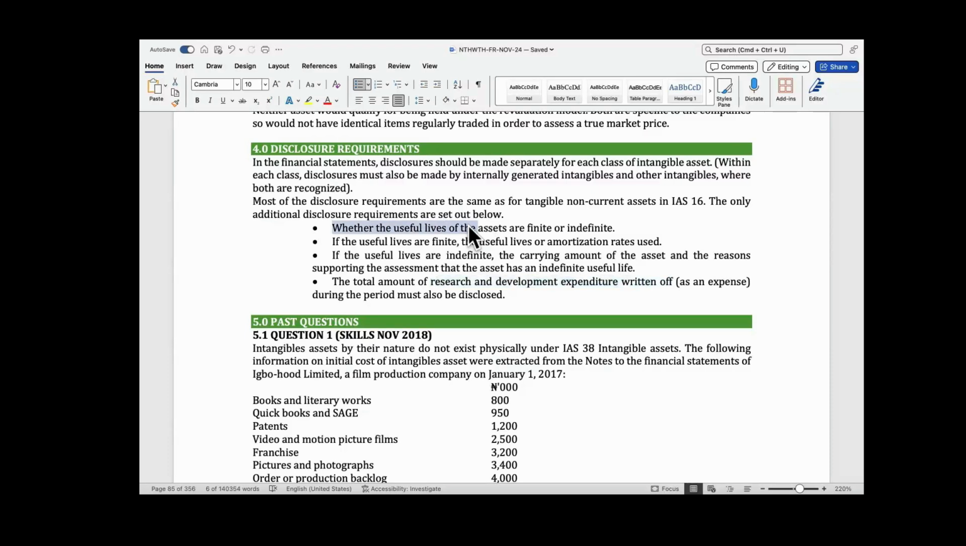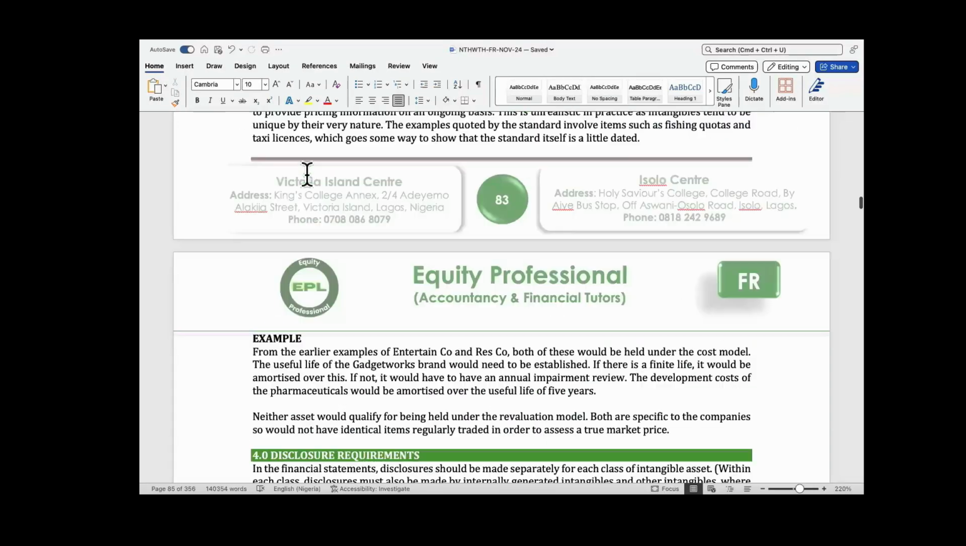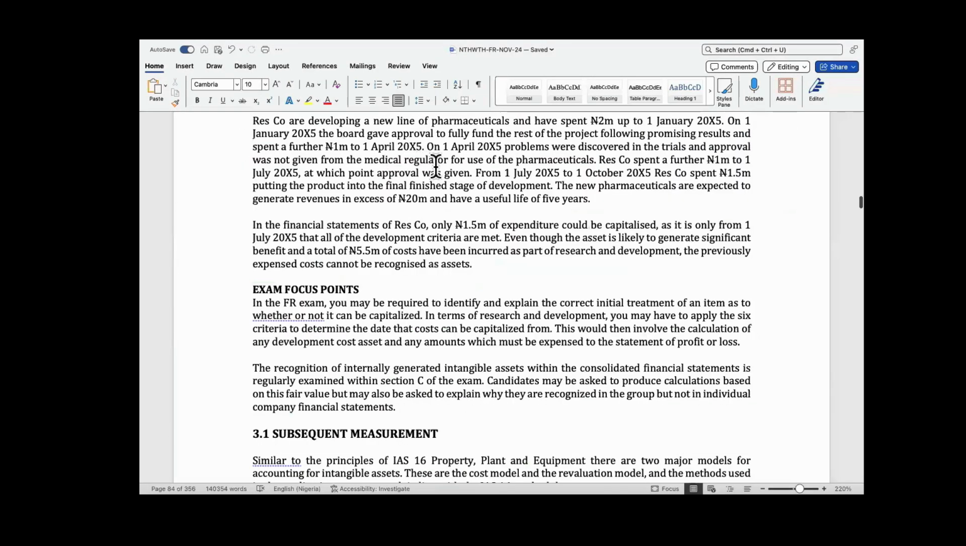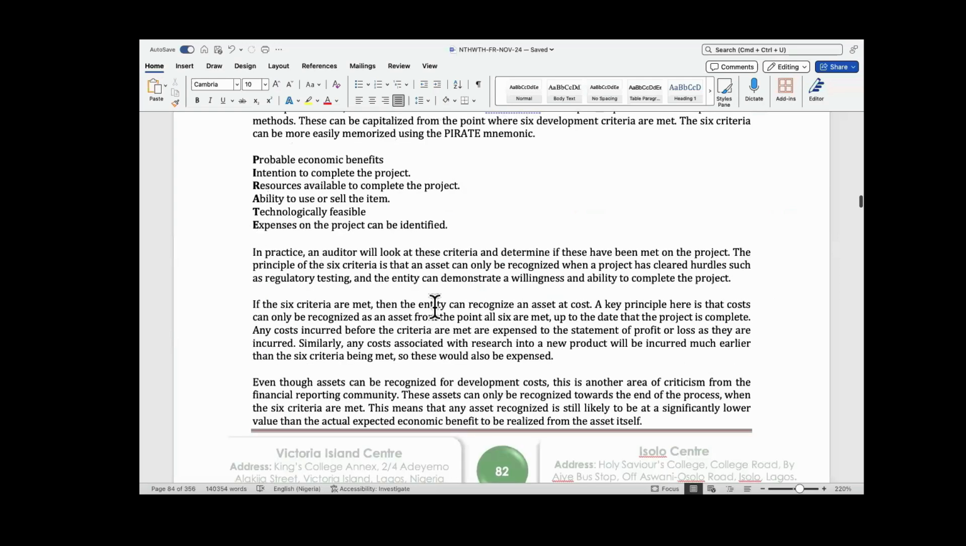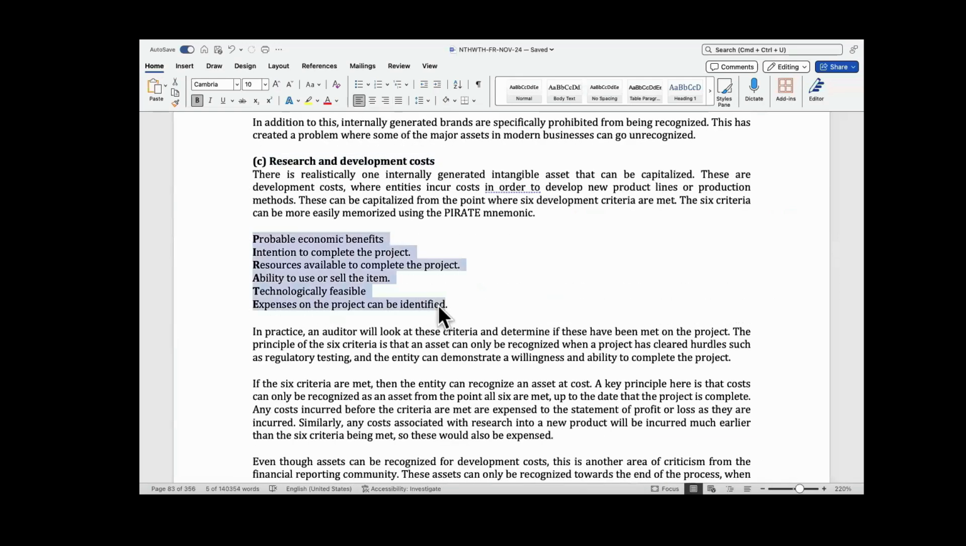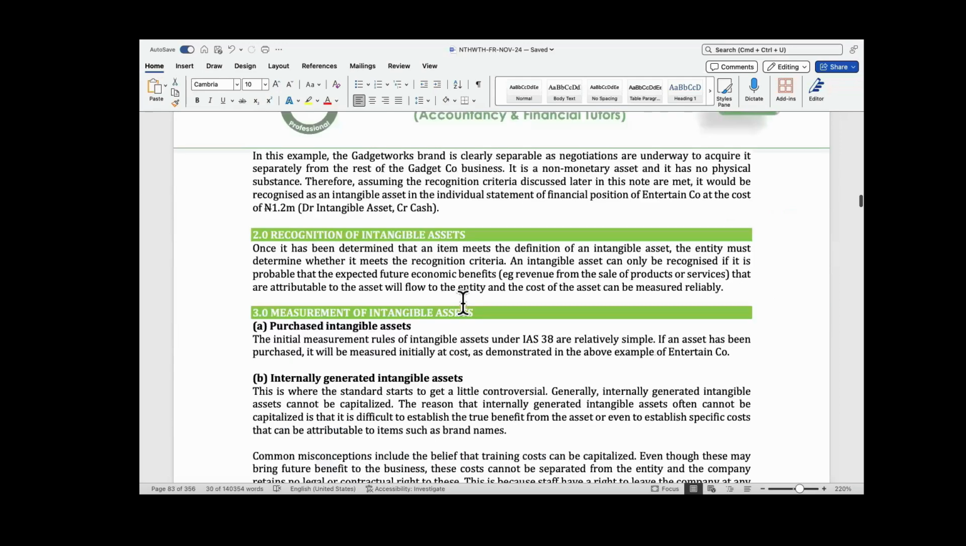So in the exam, when they want to ask questions on intangible assets, it is majorly research and development. Majorly. That's why you find them testing this, because that's the only special thing here. Every other one is very similar to IAS 16.